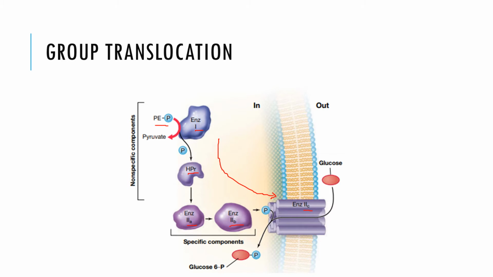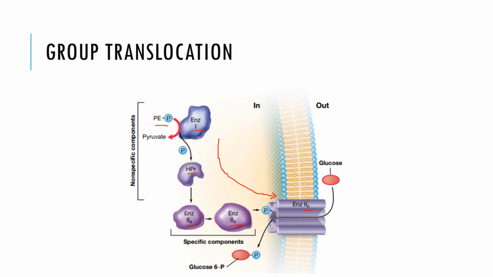Group translocation differs from simple transport in two important ways. 1. The transported substance is chemically modified during the transport process, and 2. An energy-rich organic compound rather than the proton motive force drives the transport event. The best-studied group translocation systems transport the sugars glucose, mannose, and fructose in E. coli. During uptake, these compounds are phosphorylated by the phosphotransferase system.